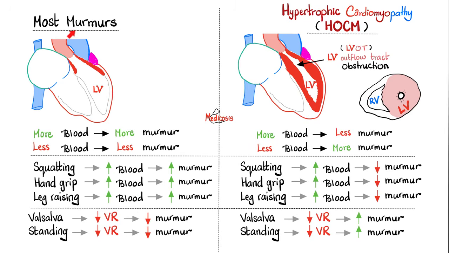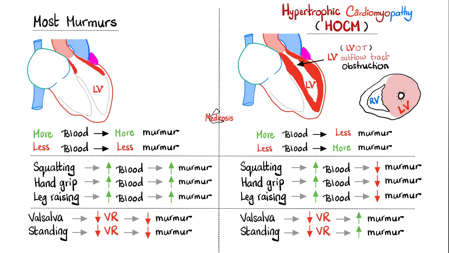Let's compare most murmurs, let's say aortic regurgitation, mitral regurgitation, tricuspid regurgitation, mitral stenosis, tricuspid stenosis, etc., and HOCM/mitral valve prolapse. With all murmurs, if more blood is flowing by the diseased valve, I get more murmur. If less blood is flowing by the sick valve, I get less murmur. More blood, more murmur, less blood, less murmur in all murmurs except mitral valve prolapse and HOCM. Here, more blood equals less murmur, and less blood equals more murmur.